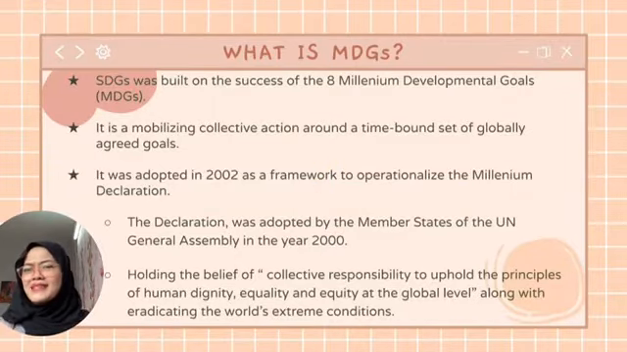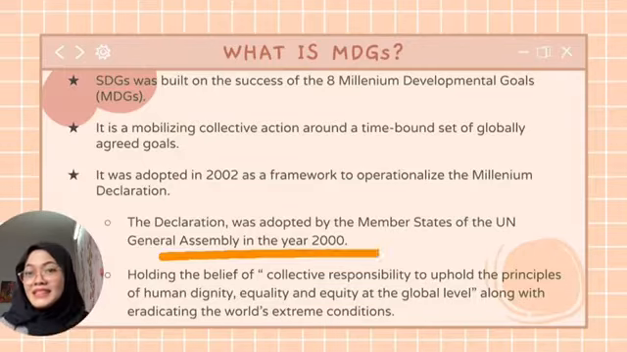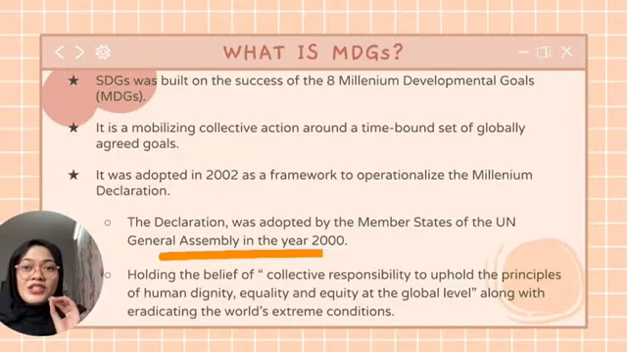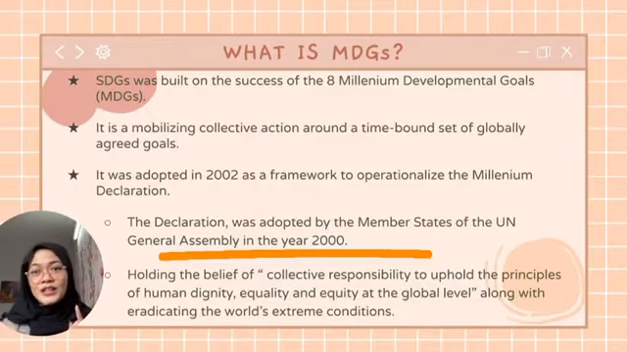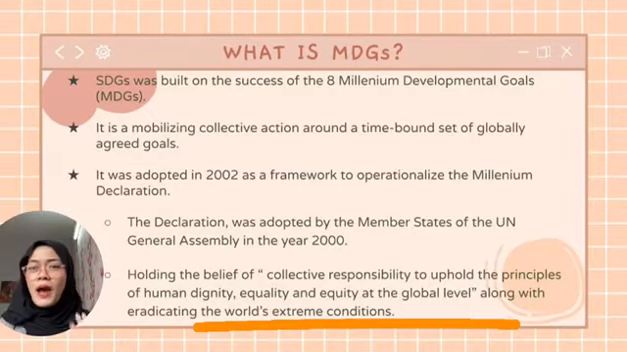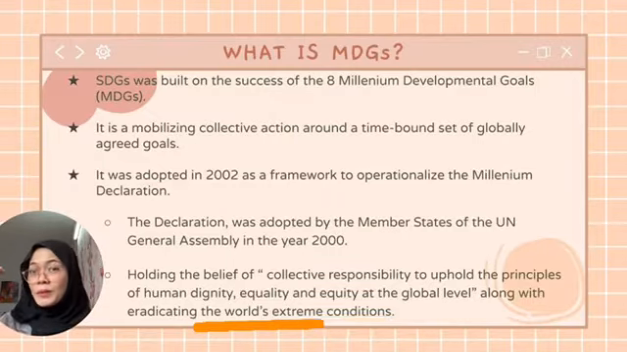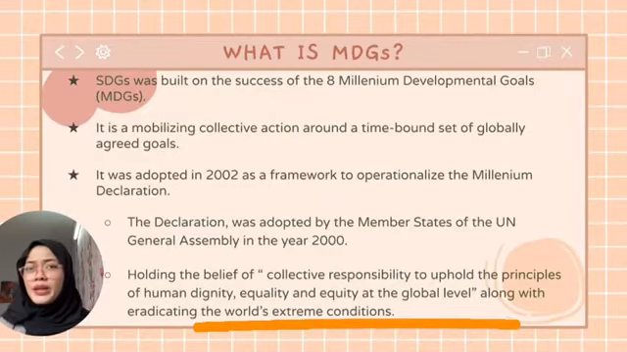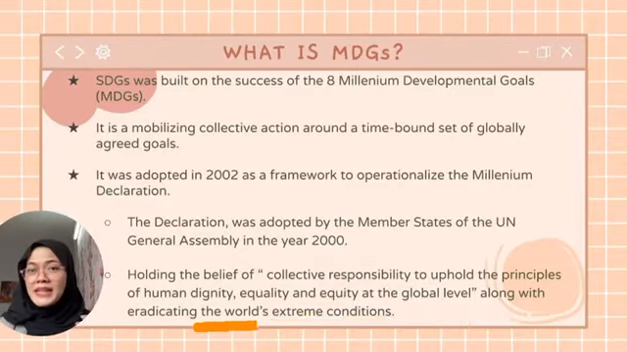So what's this Millennium Declaration all about? The declaration was adopted by the member states of the UN General Assembly in the year 2000. They held the belief of collective responsibility to uphold the principles of human dignity, equality, and equity at the global level, along with eradicating the world's extreme conditions.